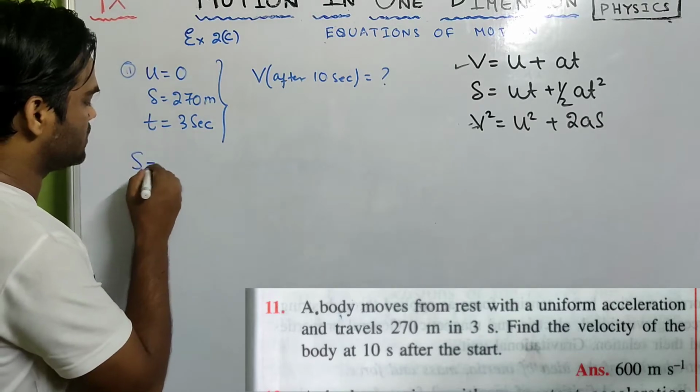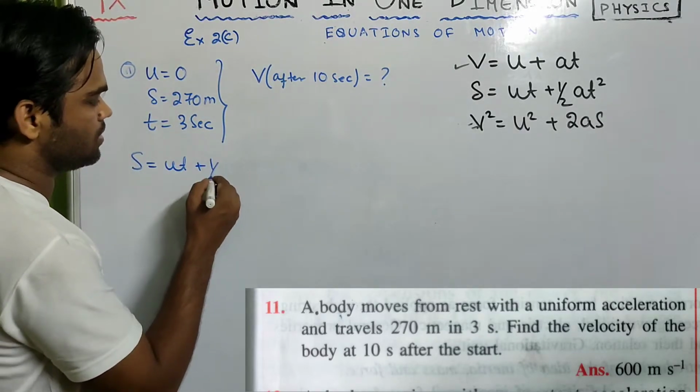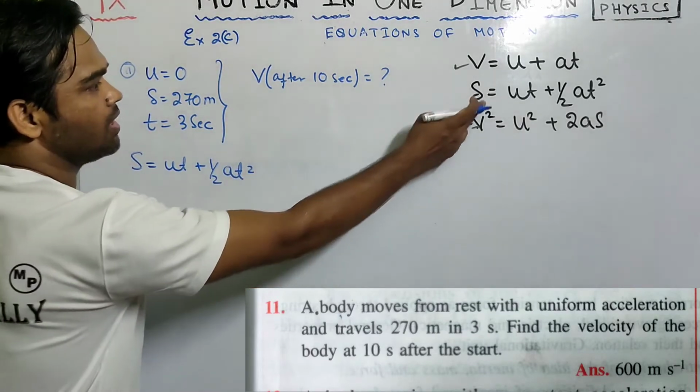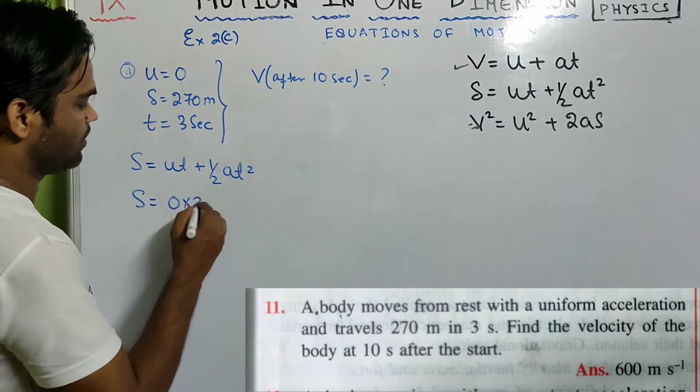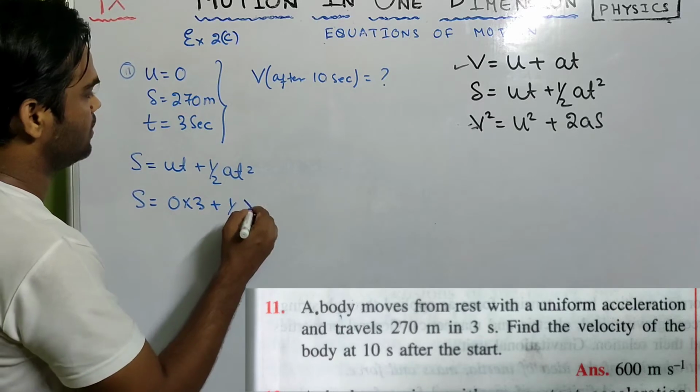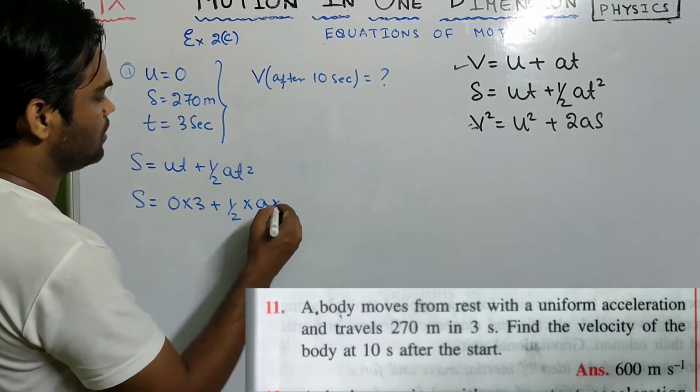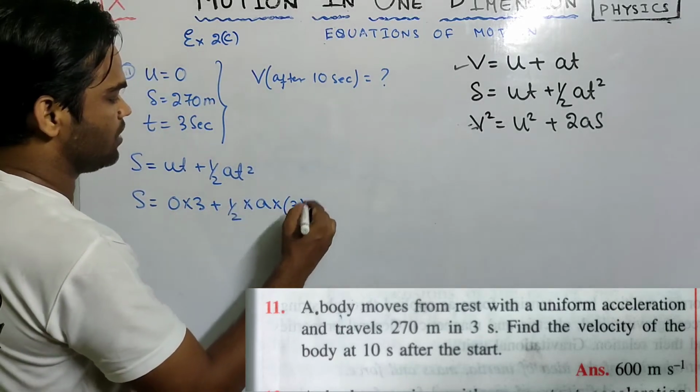See, S equals ut plus half at square. Remember this? So S equals u multiplied by t plus half a, we don't know, t square is 3 square.